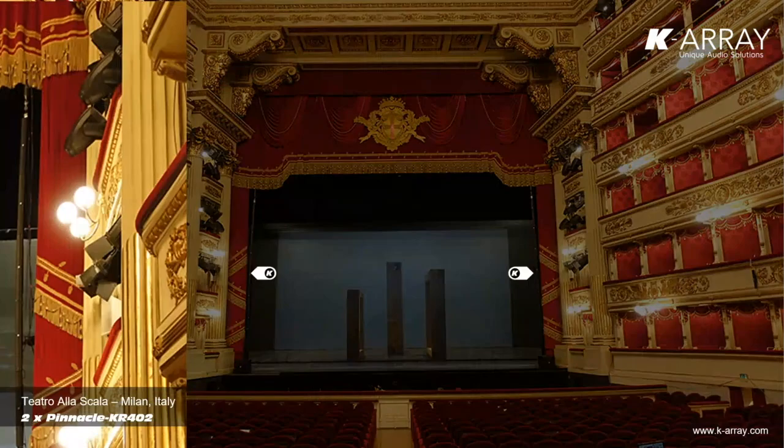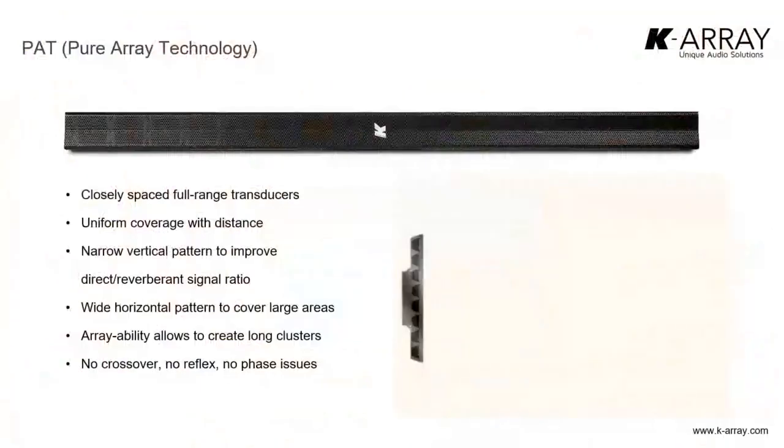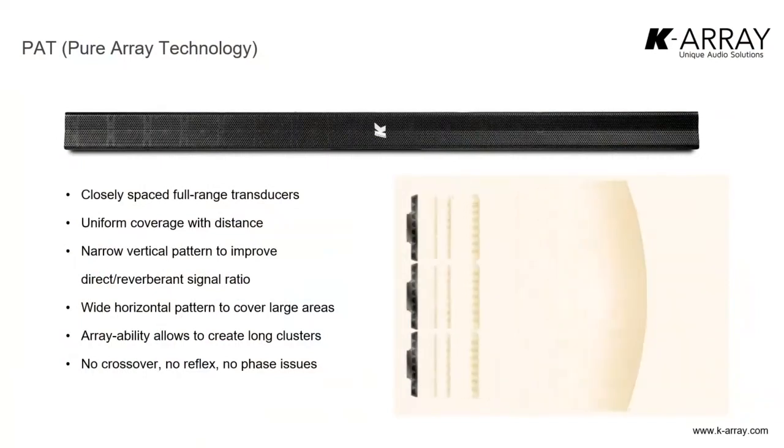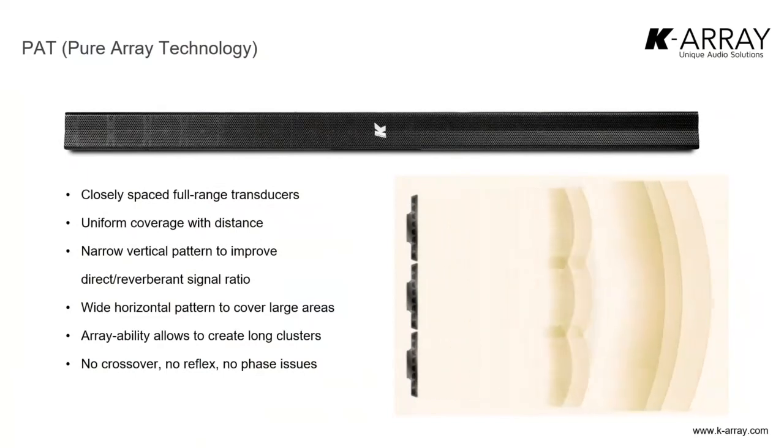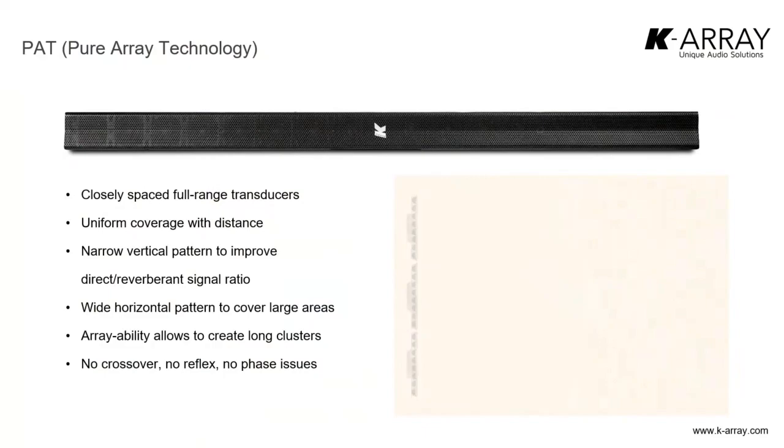So, the unique propagation characteristics of these systems are based on the fact that they are pure arrays, only identical, powerful, full range, closely spaced buffers arranged in a line. And you can join together many columns to create a cluster with the length that you need for that specific event.